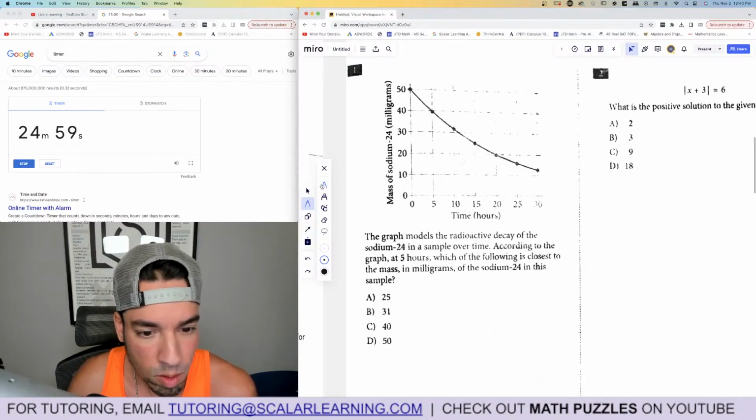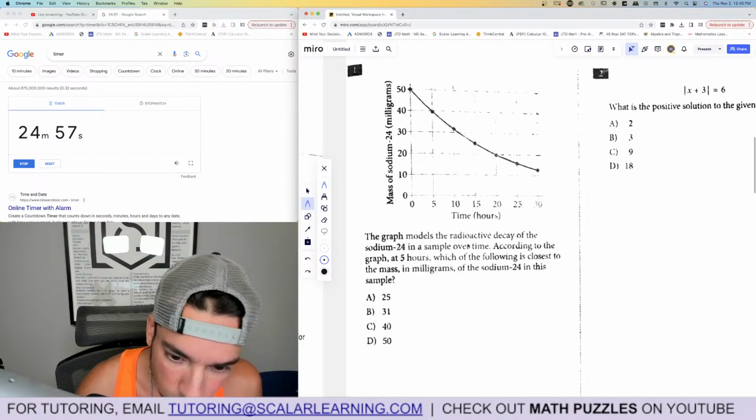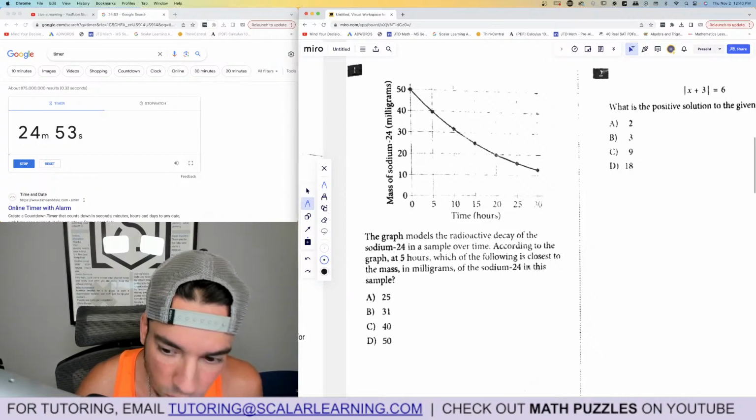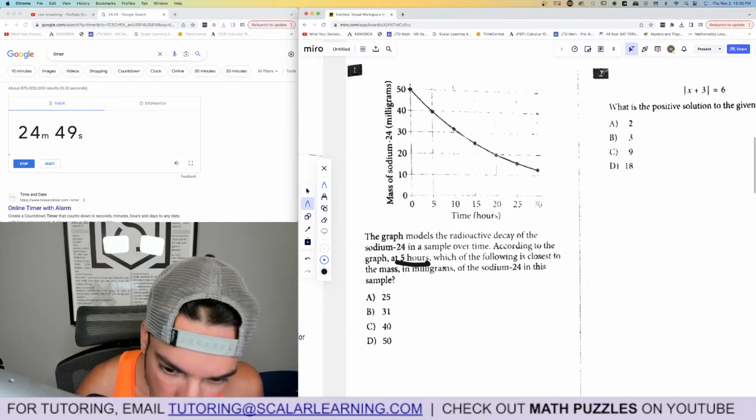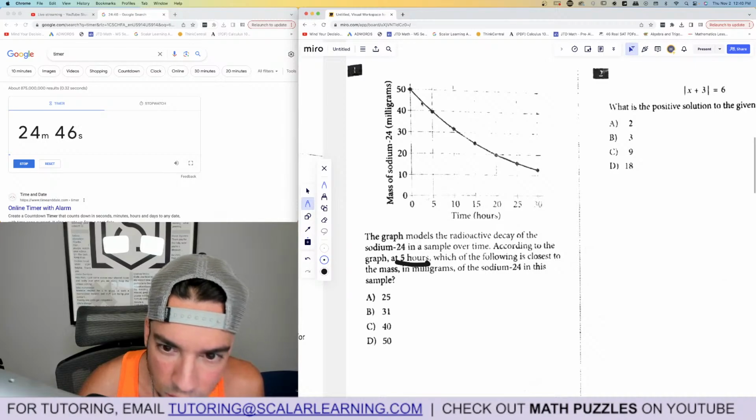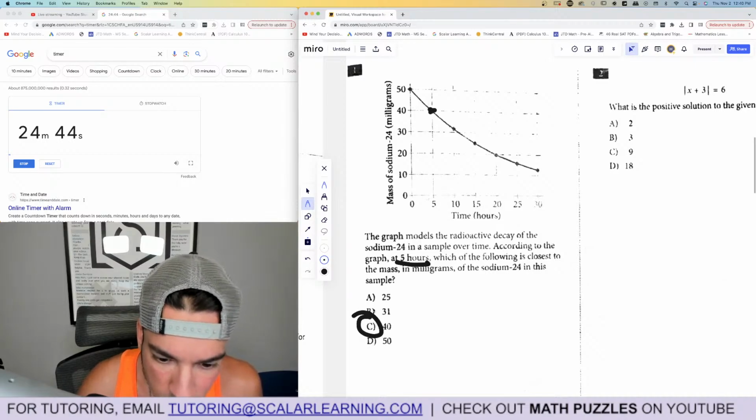Let's do it. The graph models the radioactive decay of the sodium-24 in a sample over time. According to the graph at 5 hours, which option is closest to the mass in milligrams of the sodium-24 in this sample? So 5 hours is right here. Reading the graph, it looks like it's about 40. C is the winner. Boom, done.